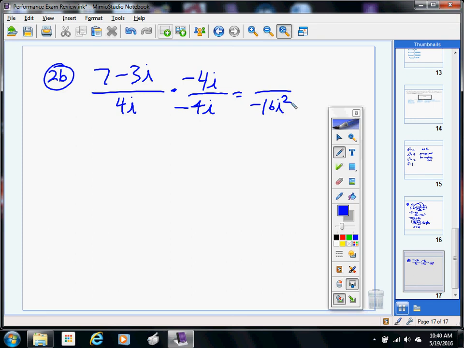Distribute on the top. Final answer is negative 12 over positive 16. Take out your greatest common factor, which is 4.